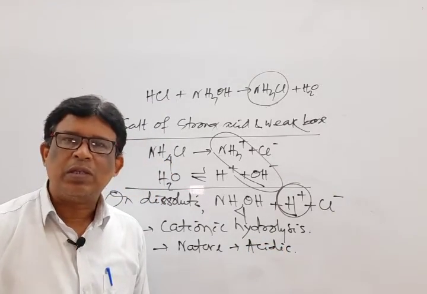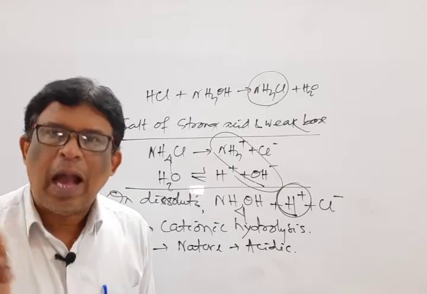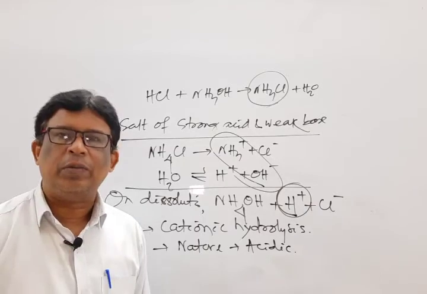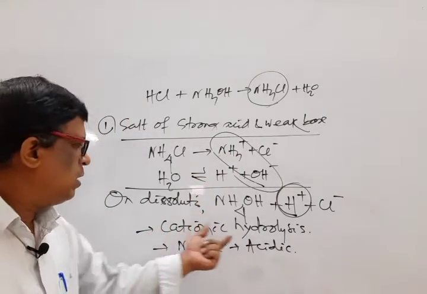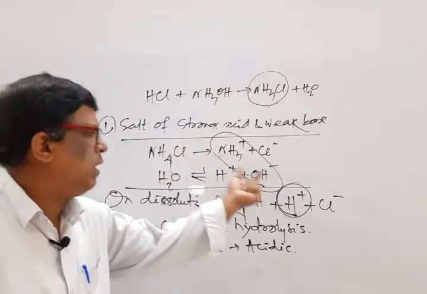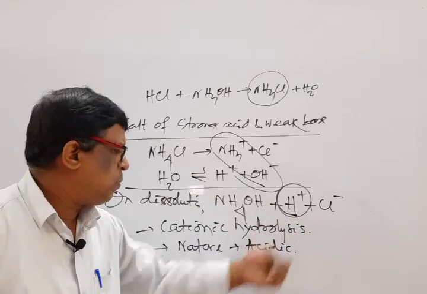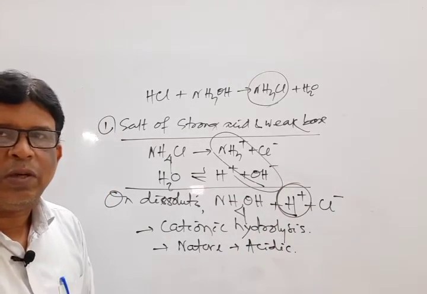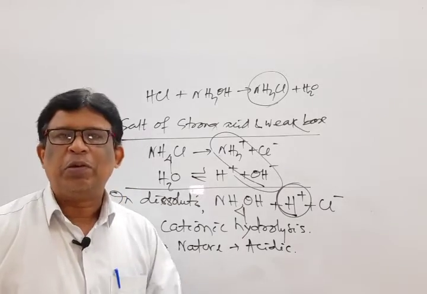It is a 2-mark question. What is the type of question? Predict the type of hydrolysis and nature of the resulting solution. We write: the type of hydrolysis, since the cation of the salt interacts, is known as cationic hydrolysis, and as free H plus ion is there, the nature of the salt solution is acidic. Okay. So move to the third one.